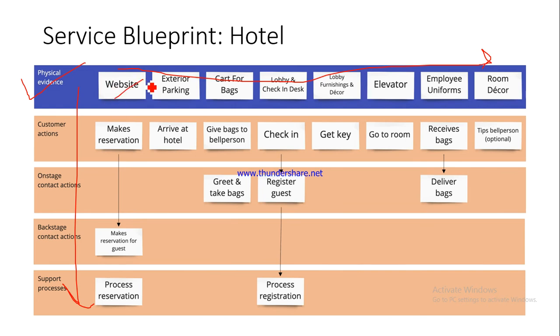We have seen already the website, the parking, everything will create an impression. Lobby, furnishing, the doormats that you've used, the elevator, the lift, how does it look, the uniform that the employees are wearing, the room decor, the furniture and everything. This is an example of physical evidence. So that is also included in service blueprint, but please understand customer actions. What does the customer do? And this is the horizontal mapping of what he does in a sequential fashion.